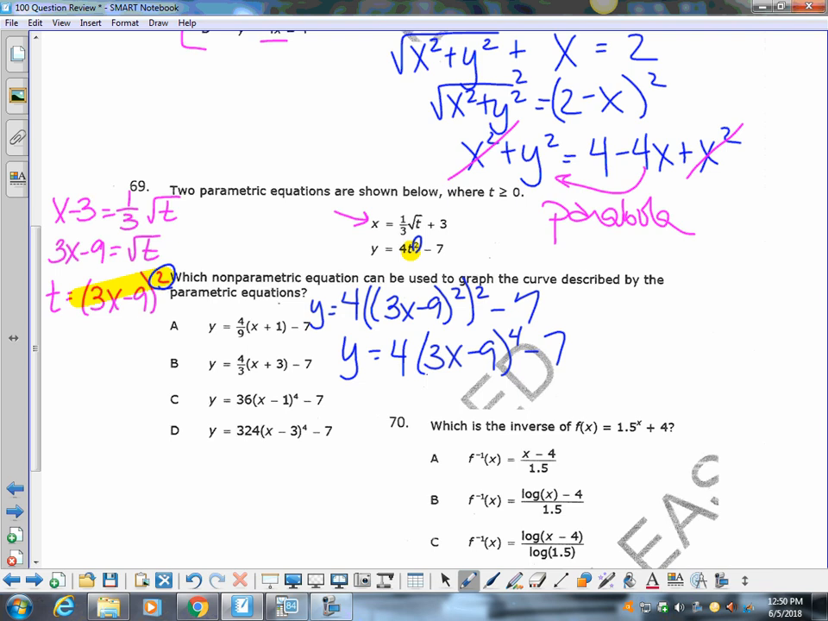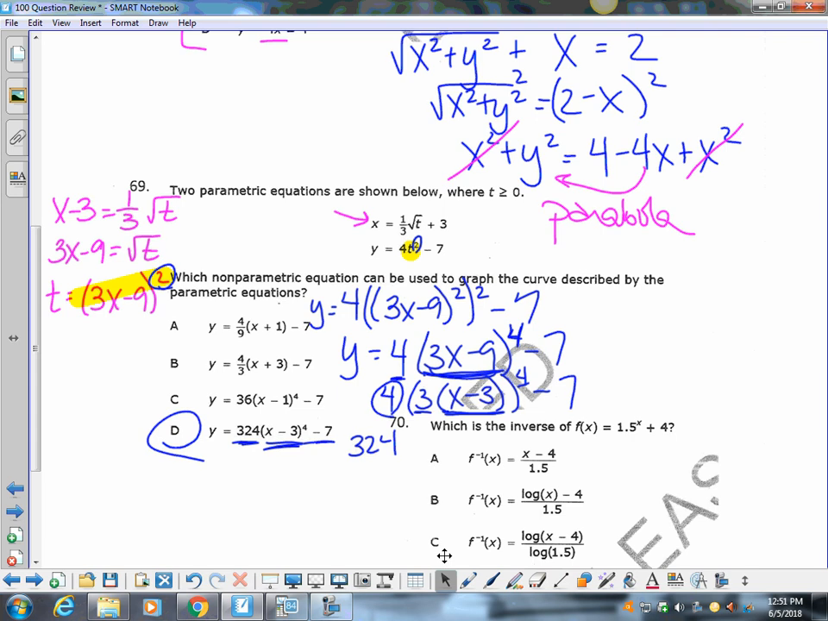I can tell that I can GCF a 3 out of here. If I do that, it doesn't give me a 12 out here because this 3 is still to the 4th power. When I GCF a 3 out of here and he's to the 4th power, it's not a 3, it's really an 81. 3 to the 4th is 81. So then when I take that 81 and multiply it by that 4, I get 324. So I've got my 324, my x minus 3 to the 4th, and then my minus 7.